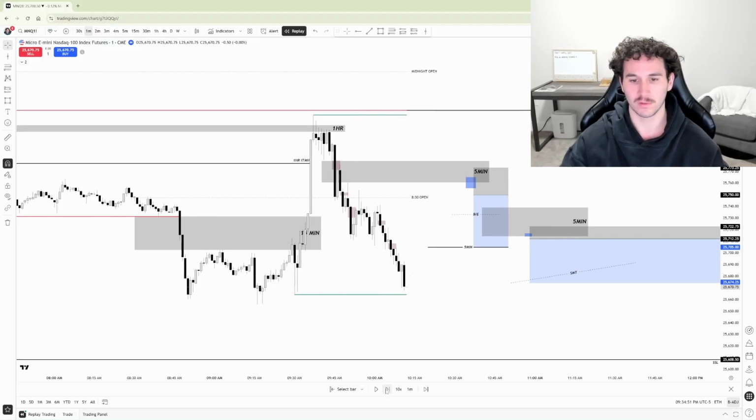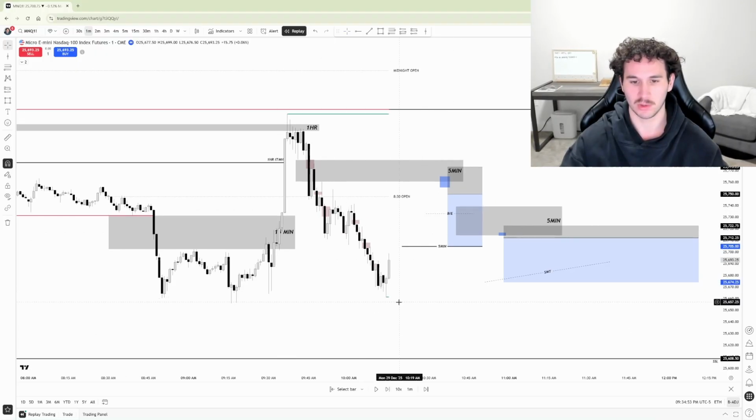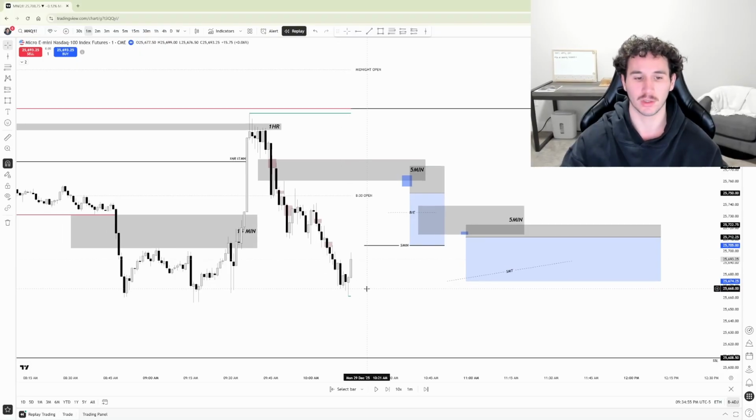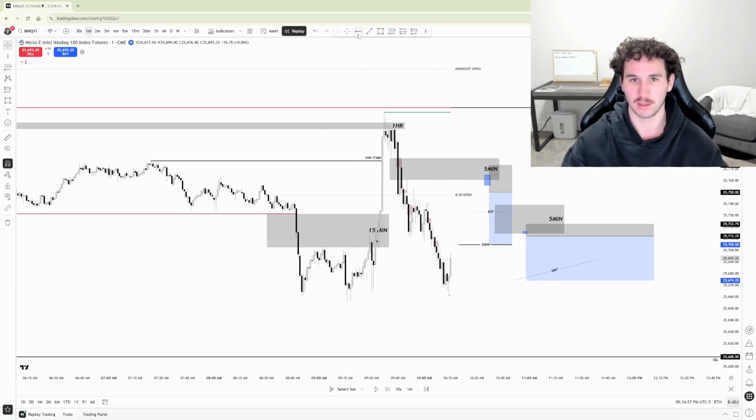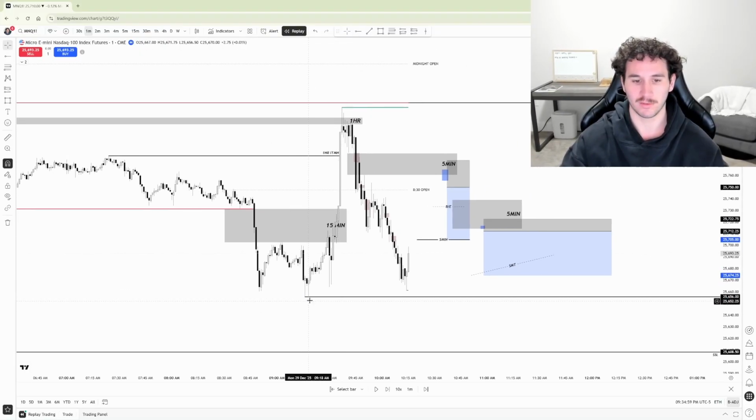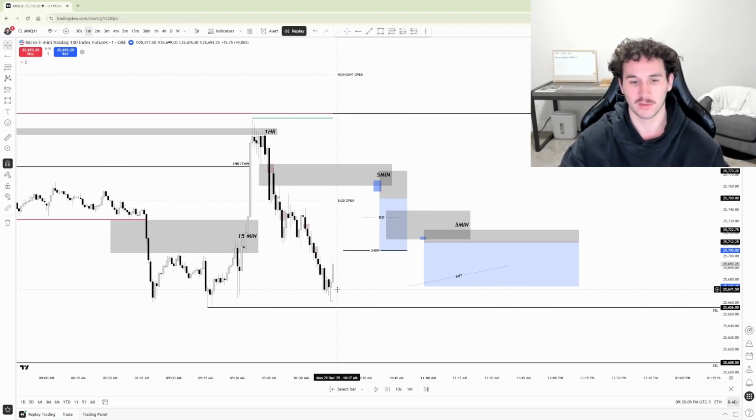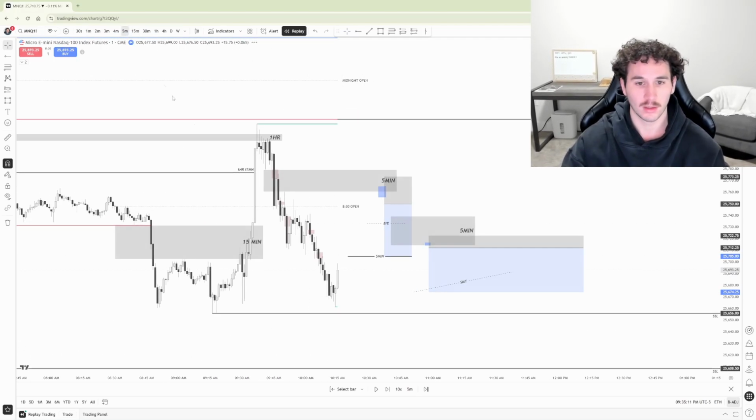We're making this move lower right here. We sweep New York AM low, created a new New York AM low, but you can see we left this sell side liquidity, really obvious sell side liquidity intact. So there's still draws lower. And then this is the more external sell side liquidity right here. So that's good in my case.